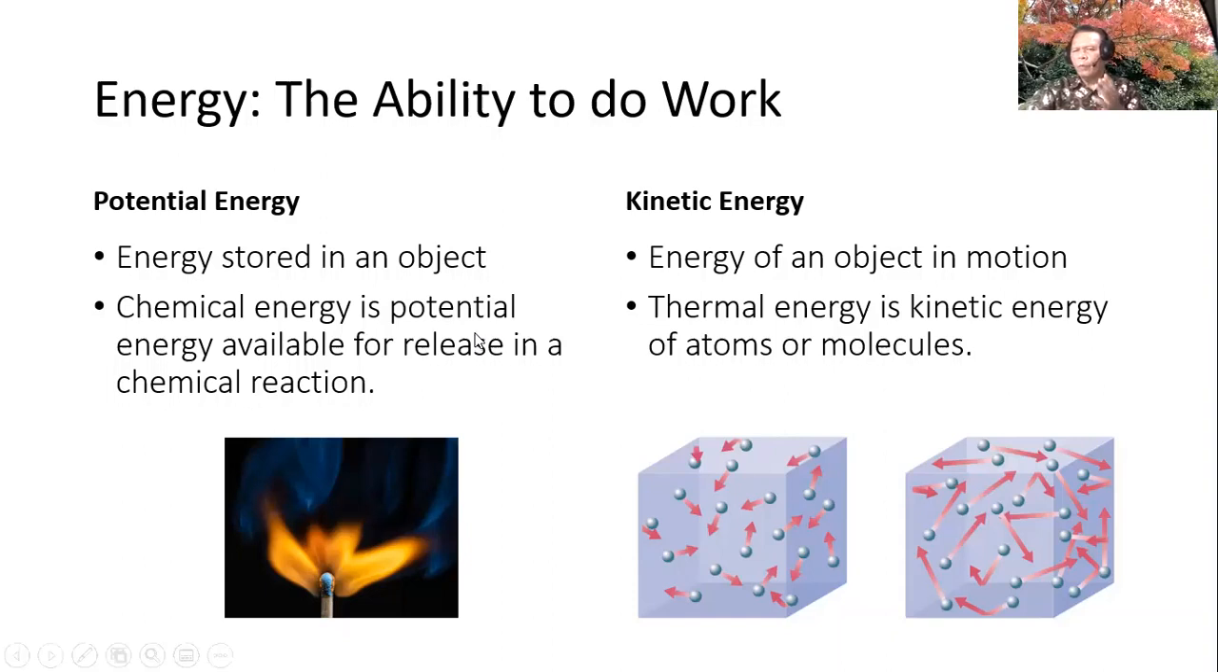Potential energy is energy stored in an object. An example for this one is chemical energy. Chemical energy is potential energy available to release in a chemical reaction. Kinetic energy is energy of an object in motion. An example of this one is thermal energy. This thermal energy is kinetic energy of an atom or a molecule.